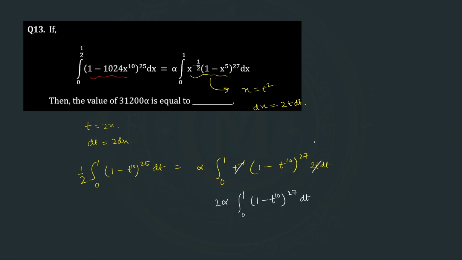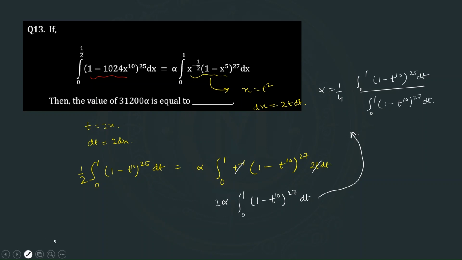So we can say from here that alpha is 1 by 4 integral 0 to 1 (1 minus t to the power 10) whole to the power 25 dt divided by integral 0 to 1 (1 minus t to the power 10) whole to the power 27 dt. Now this format is known to us.